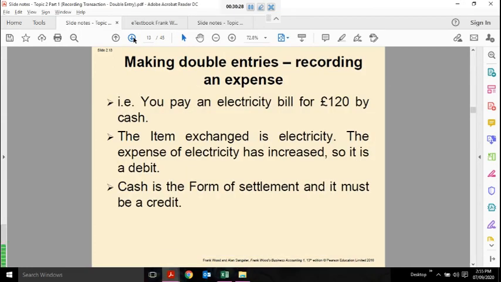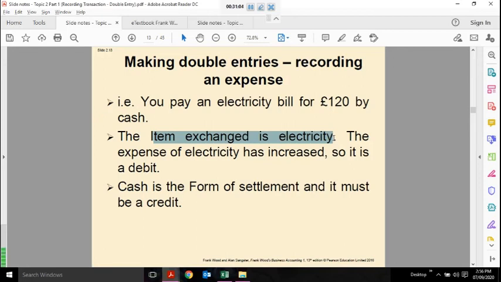Making an entry, recording an expense. For example, you pay an electricity bill of 120 by cash. So you pay electricity by cash. Now remember the item exchange. The item exchange is the electricity. Basically you use the electricity. The main supply is from, let's say, TNB. And now electricity has increased, right? Before this maybe the bill is only 80 or 0, so now the coming month you have the new one, so it has increased, so you should record it as debit.